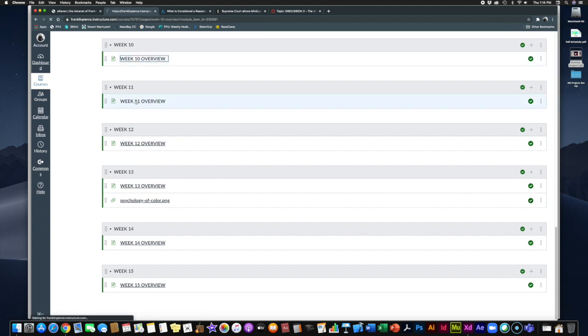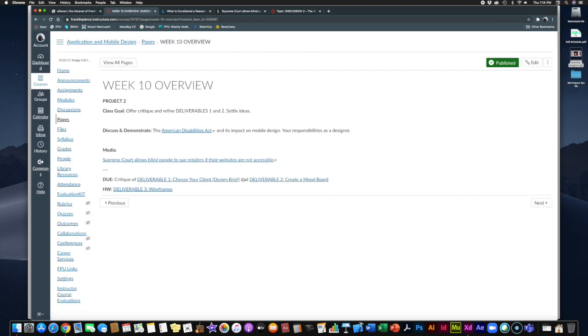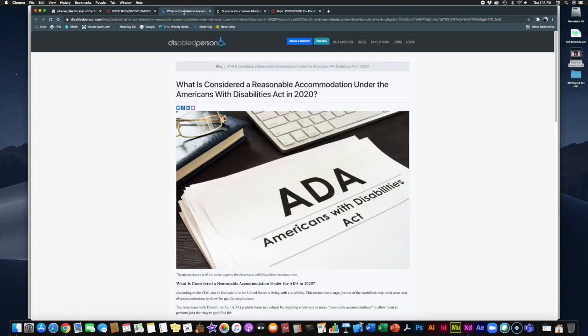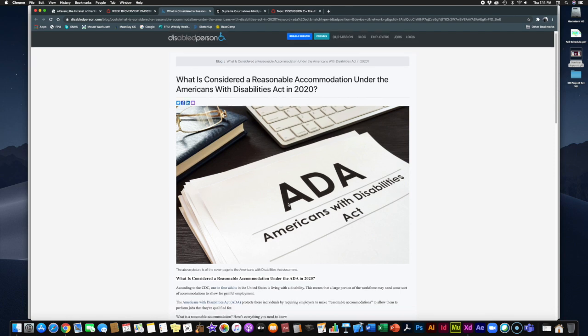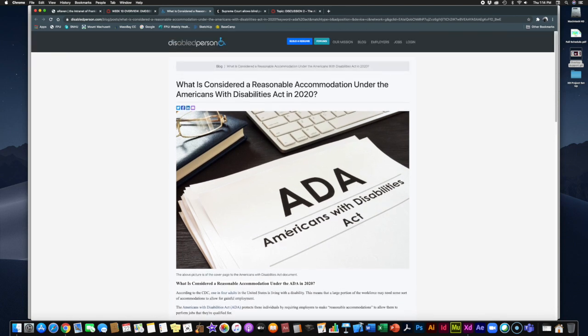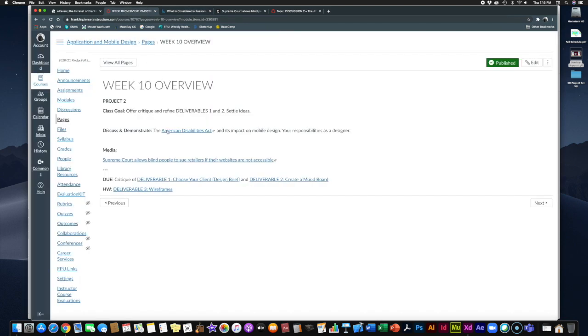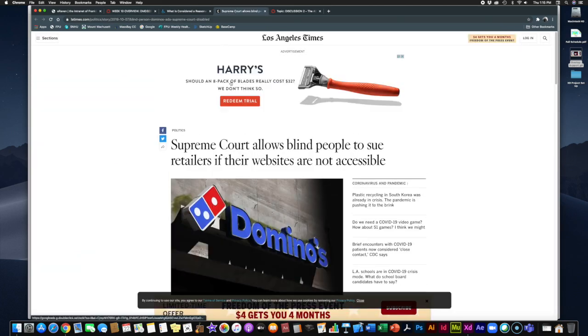And so here in the Week 10 module, our main point of discussion is going to be continuing talking about the Americans with Disabilities Act. If you remember last week, we had a chat about what reasonable accommodations are, how that stands in this year, in 2020, and how this all sort of fits together. And this year we have a new bit of reading. This is a story about how the Supreme Court allows blind people to sue retailers if their website is not accessible. So that is this article here from the Los Angeles Times.